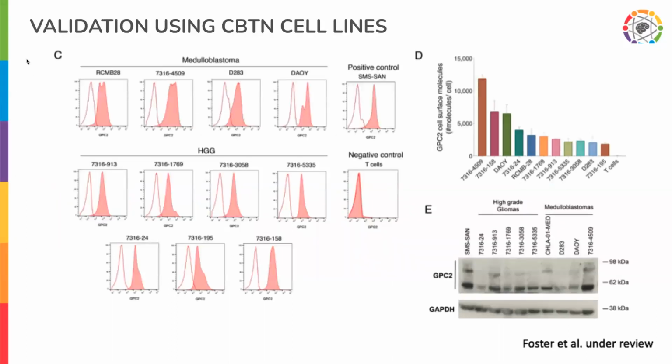Next, because again, the CBTN has so many wonderful cell lines available, we were able to get multiple cell lines, again here focusing largely on medulloblastoma and high-grade glioma, and could do flow cytometry to confirm that the expression was actually there, which we did, and again also using Western blots there in the bottom corner.